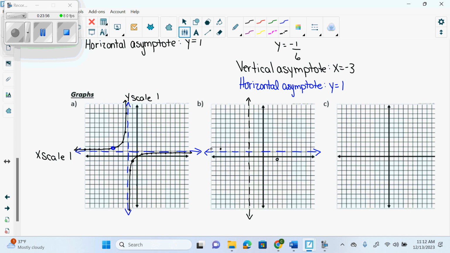-11, 1.8. -10 and 2. -9 and 2.1. 2.4. 2.75. 3.3. 4.5. -4 and 8.